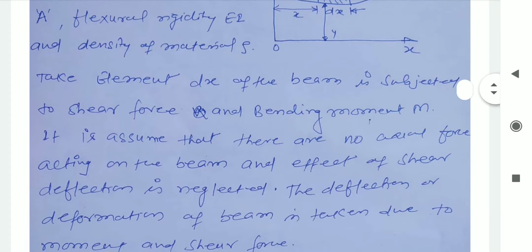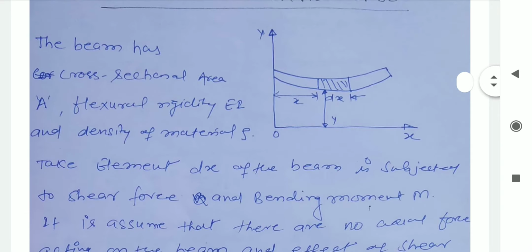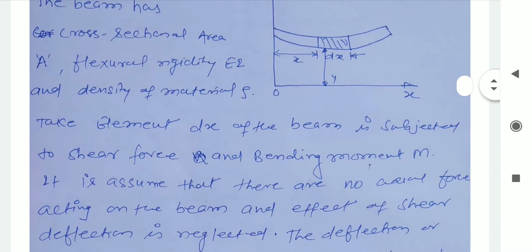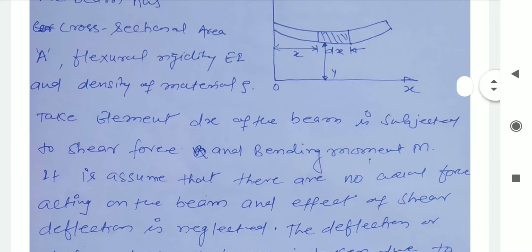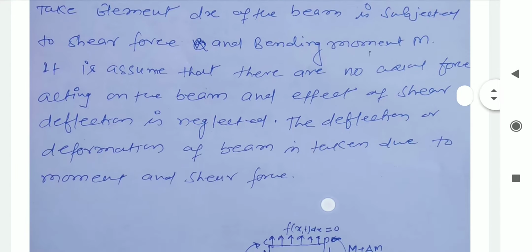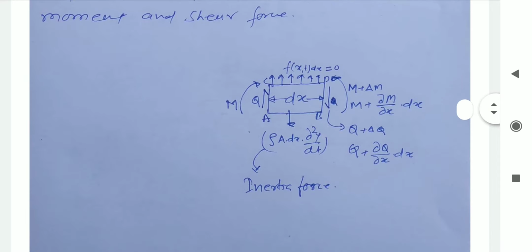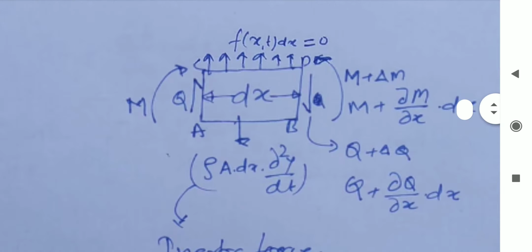So here we assume that there is no axial force on that beam, and the effect of shear deflection is neglected. So the deformation of the beam is taken only due to moment and shear force. So we take out that element, dx, with corners A B C D. Corresponding to this, we draw the free body diagram of the dx element.